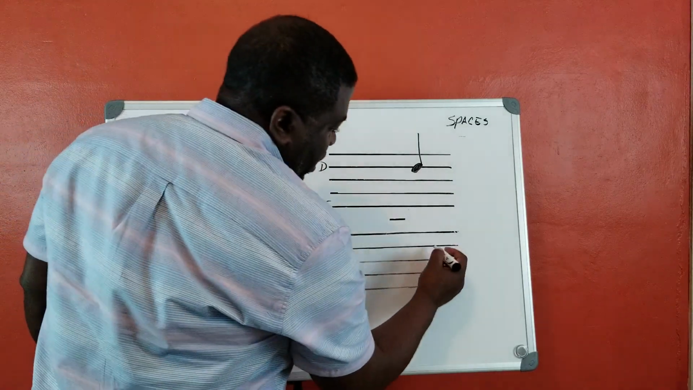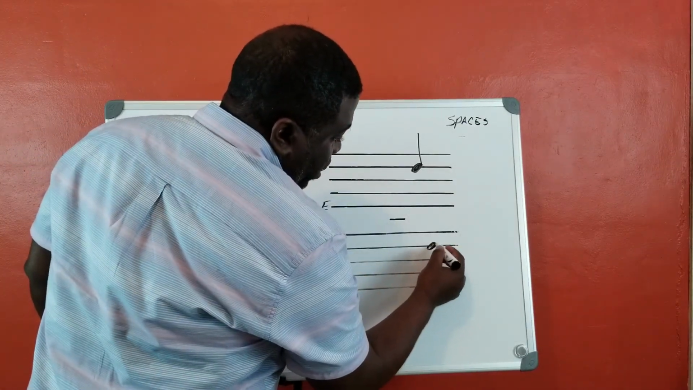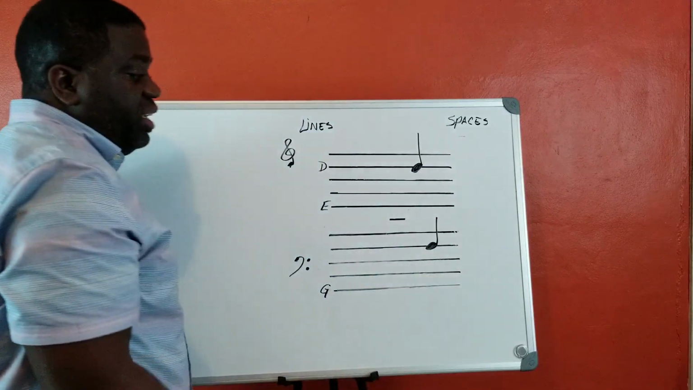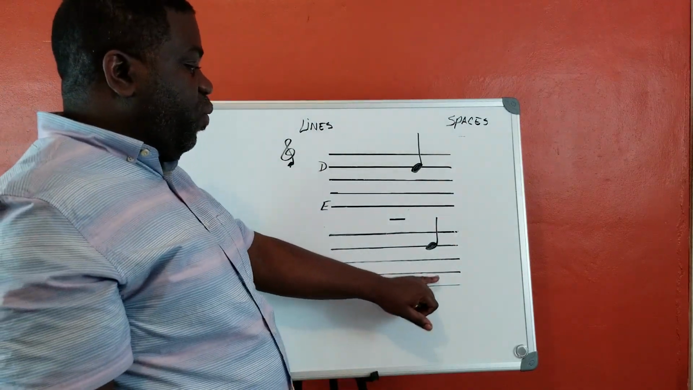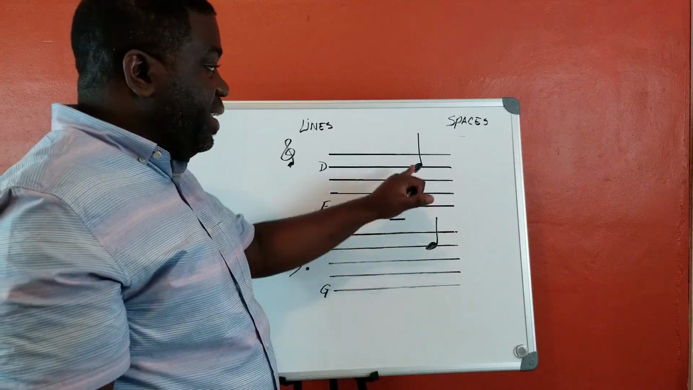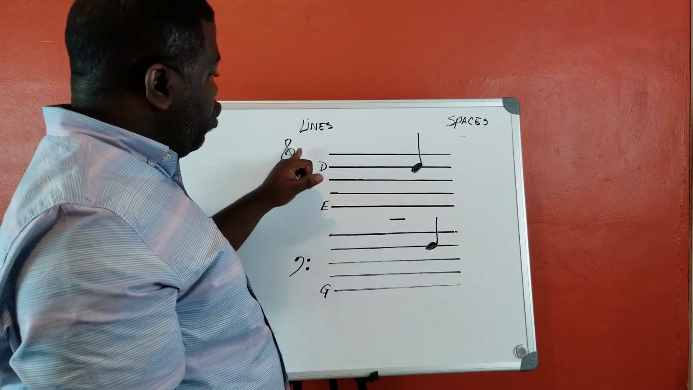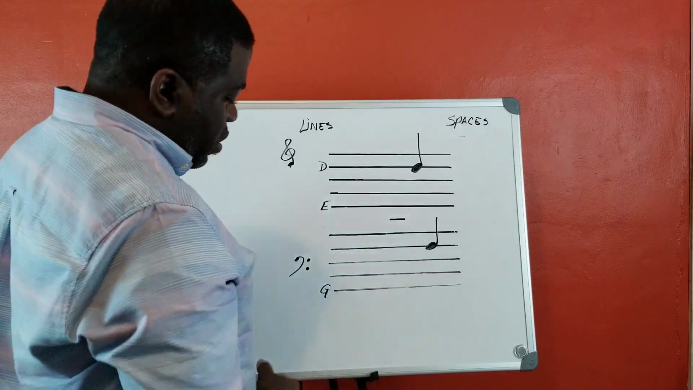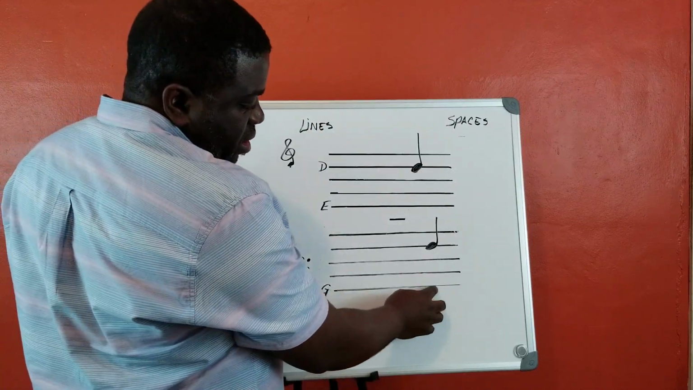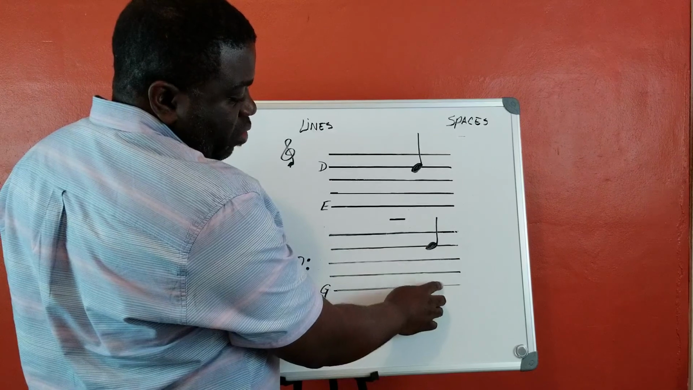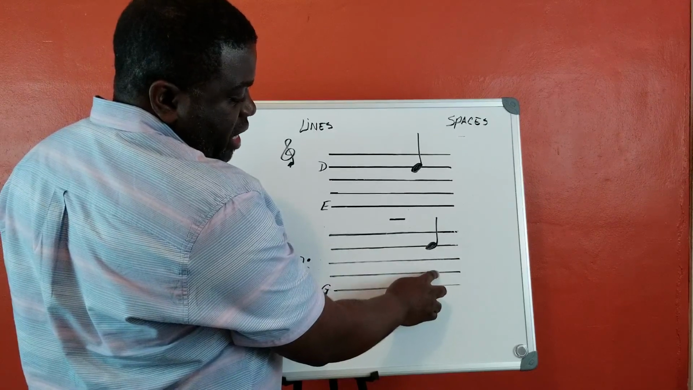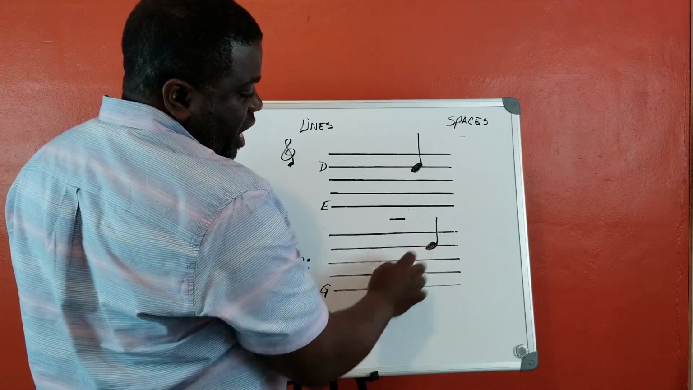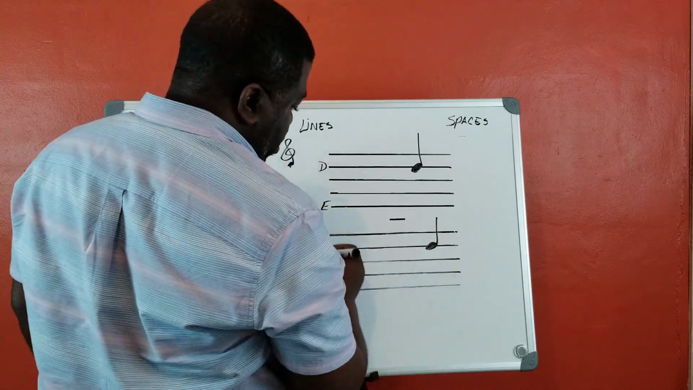Now if I put a quarter note here, right, on the same fourth line from the bottom, but instead of being on the treble clef, it's on the bass clef. Since we're reading bass clef, the bottom line would be G, followed by A, and then B, and then C, D, E, and then F. So that note would be an F.